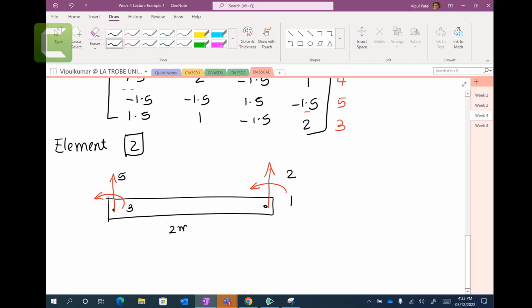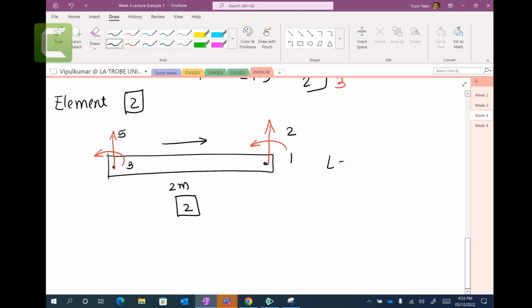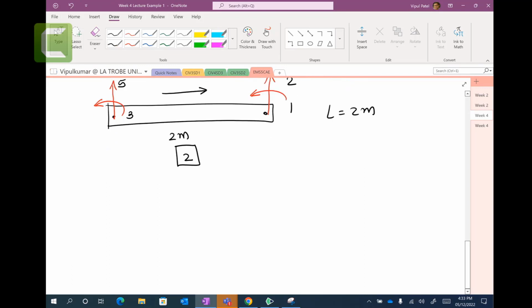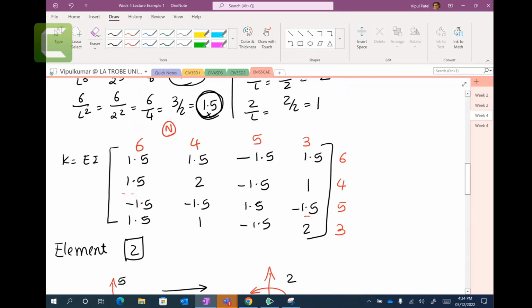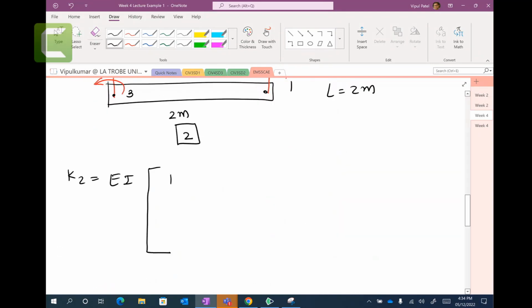And the length is 2 meters. Location vectors going here, number 2, and length is equal to 2 meters. So I think it's exactly the same K2, because the length is the same. So we can put the same thing, EI, 1.5. If the length is the same, you can make it exactly the same.